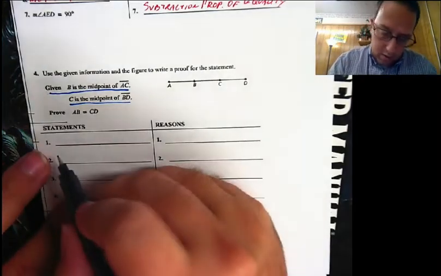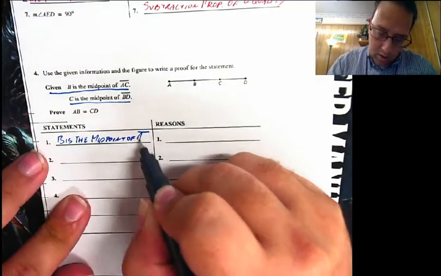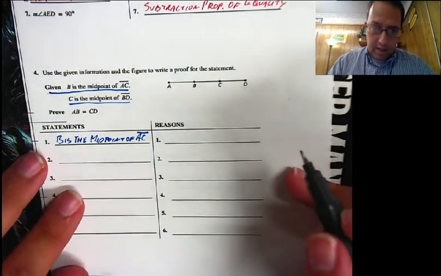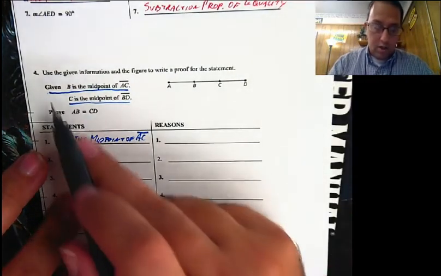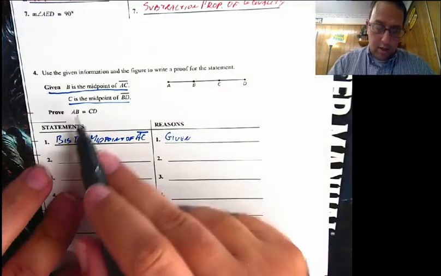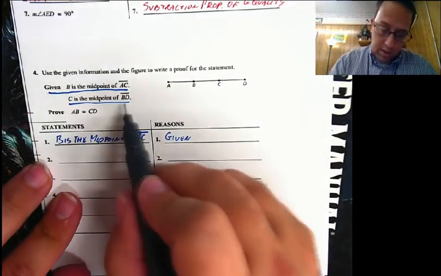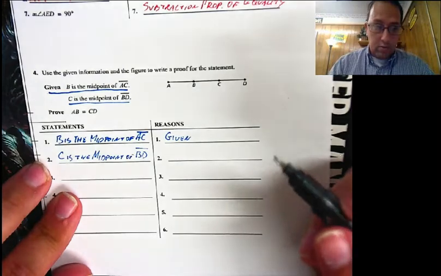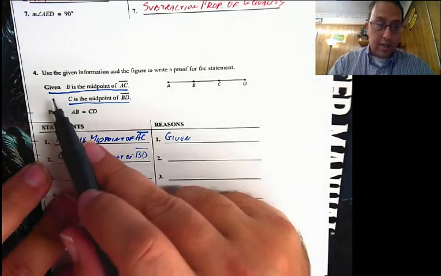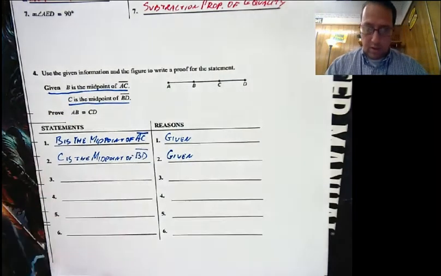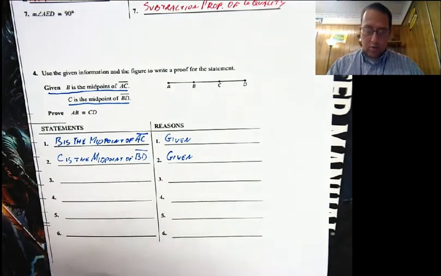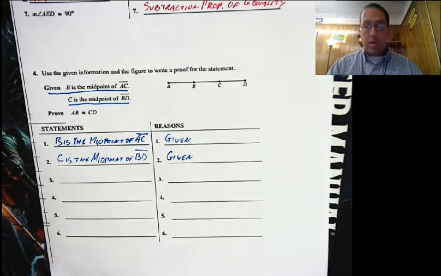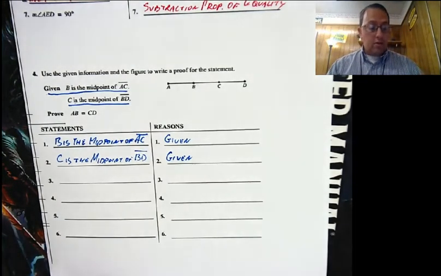So what we have here is B is the midpoint of segment AC. How do I know that's true? It was given to me. And then the other one, C is the midpoint of segment BD. How do I know this is true? Again, it's given to me. So that's all they're telling us. Everything else we have to come up with all by ourselves.